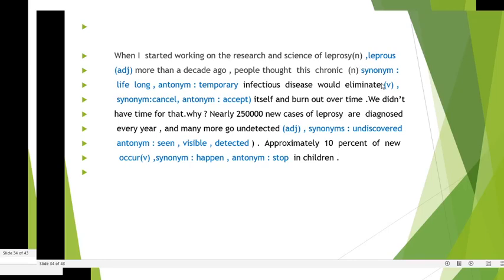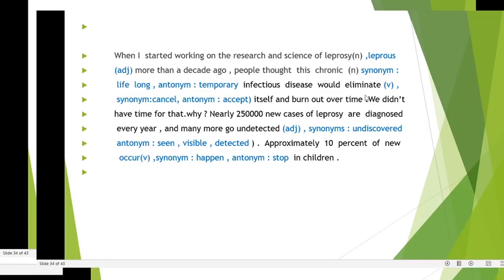Here I give synonyms and antonyms of some specific words. Leprosy is a noun and leprous is an adjective of this word. And chronic, synonym of this word is lifelong. An antonym of this word is temporary.